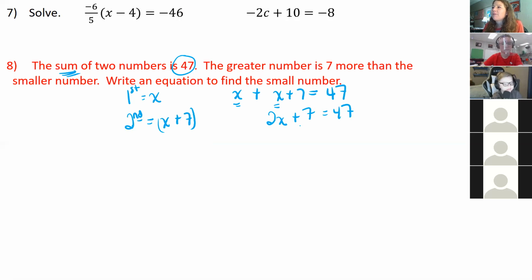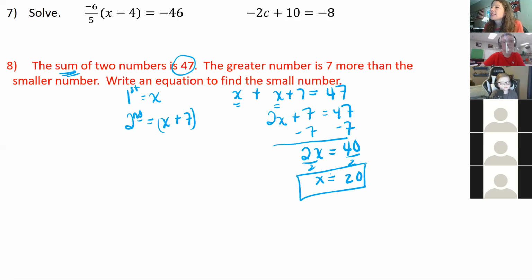All right, now we're going to get rid of plus 7. What's the opposite of plus 7? Minus 7. Yes, that's right. And then we have 2x equals 40. So what is our smallest number? 20. That's right. If our smallest number is 20, what does our bigger number have to be? 27. That's right. 20 plus 27 is 47, and 27 is 7 more than 20. So that is correct. Very good, everyone.